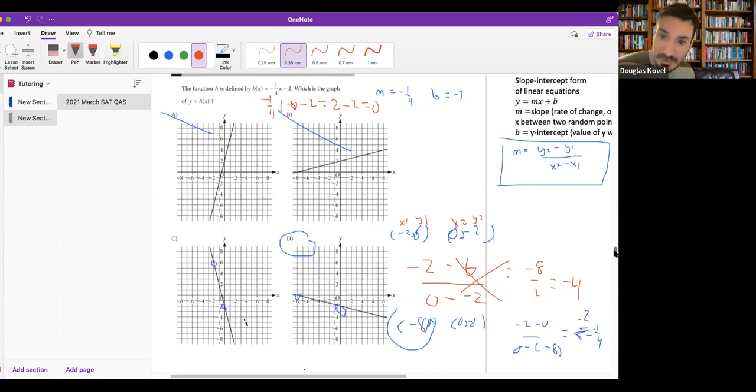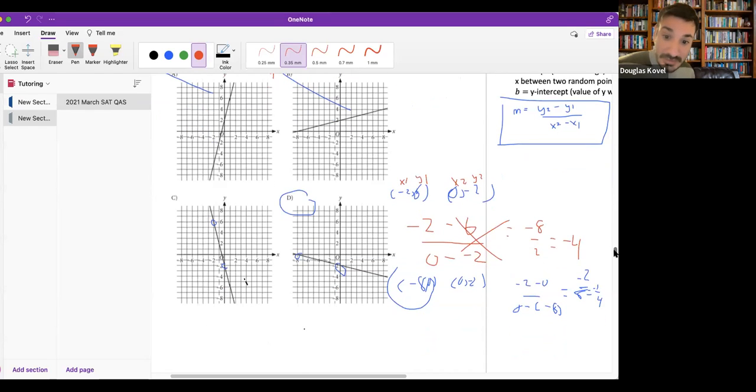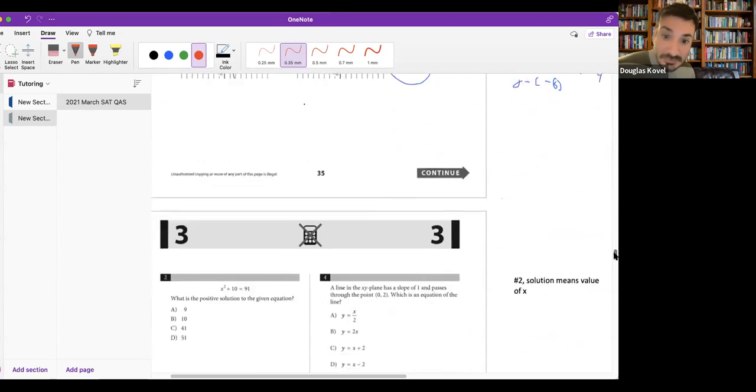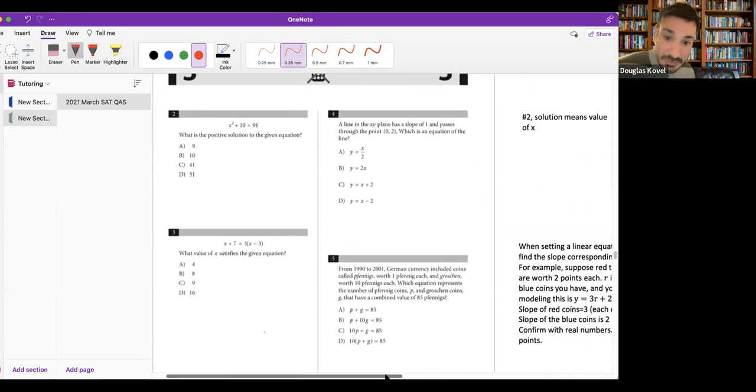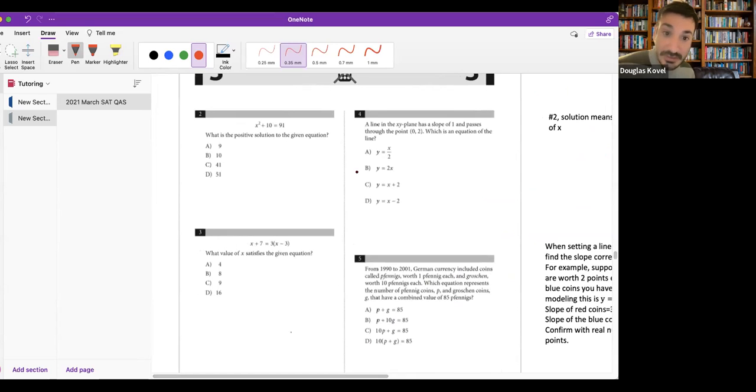Sorry, I spent a little bit of time on that one, but I want to make sure you know how to find the equation of a line, because that's going to be a very important concept that shows up on a lot of other questions in various different forms. All right, so questions 2 to 4 are definitely way easier. These ones we'll get through really quickly. And then by question 5, we'll get into our medium difficulty questions.